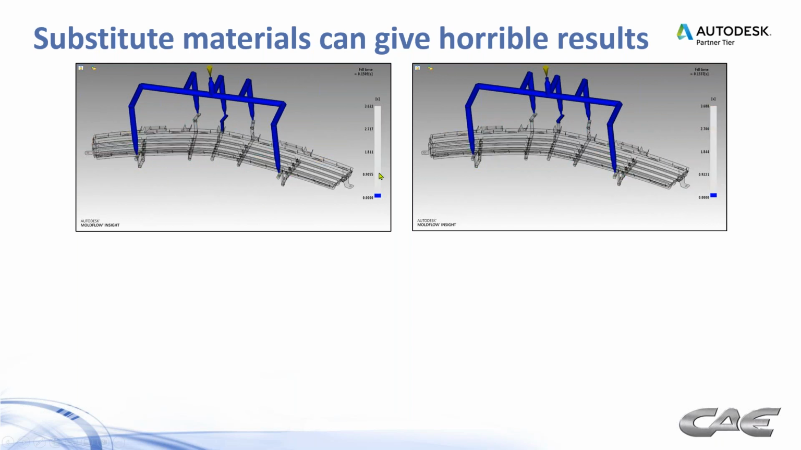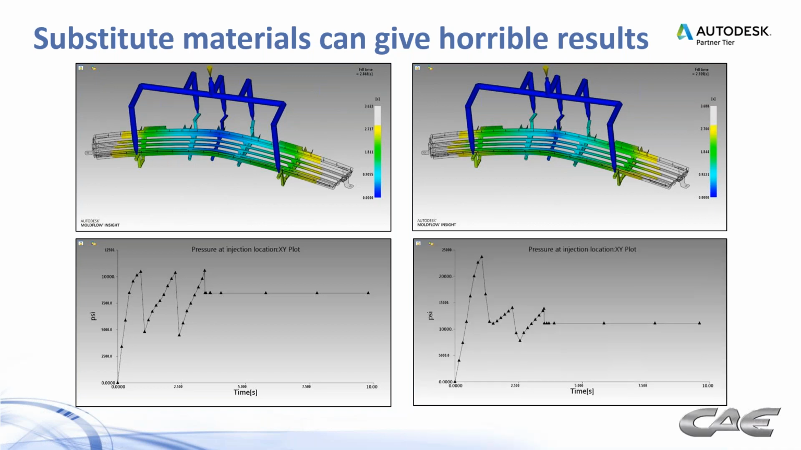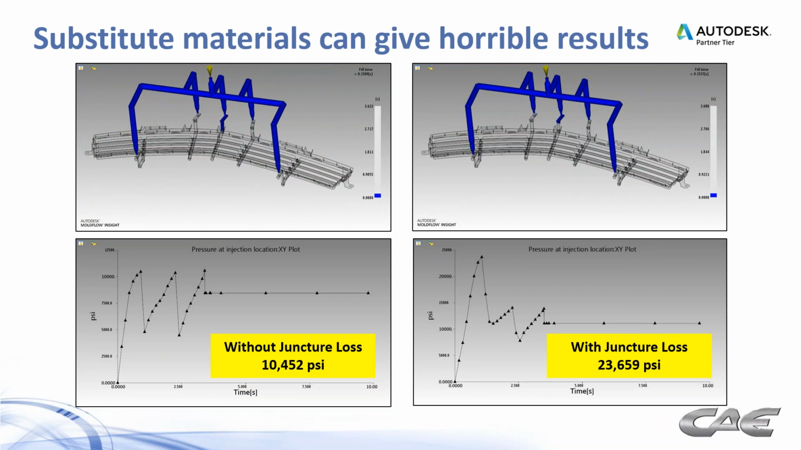And you can see right here how substituting materials in the Moldflow database can give you some horrible results. You look at these two right here, these are two different material decks of the same material, okay? And you can see that the filling pattern doesn't look to be a whole lot different from one to the other, but if you look at the pressure predictions, they're quite a bit different. In the one case, on the left, we have 10,450 PSI. On the right, we have 23,000 PSI. One's moldable, one's not, based on the machinery that was being used. Okay, so it's not just moldability, but this could lead to wrong warpage predictions as well.